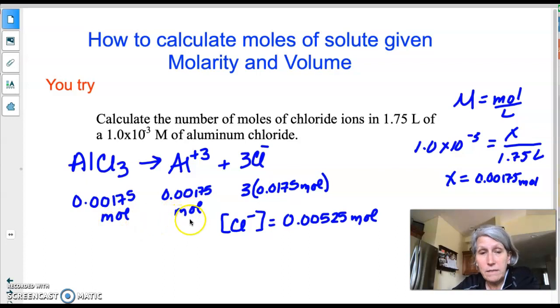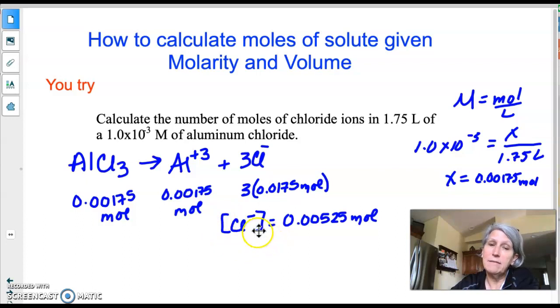When that dissociates, you would have 0.00175 moles of aluminum, and the chloride ions would be 3 times that amount because of this mole ratio. See, it's a 1 to 3 relationship. So you're going to multiply this number by 3, as I'm showing here, which gives you 0.00525 moles of chloride ions.